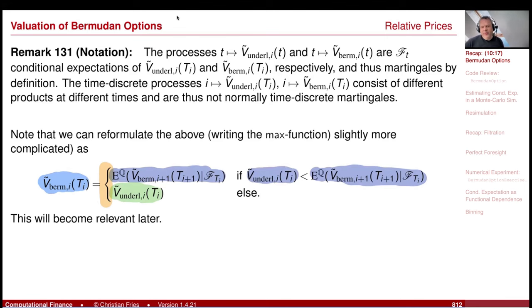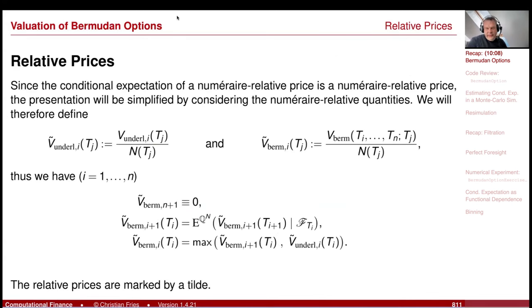We made a small modification. You see that we moved to relative prices, so these have a tilde now. This spares us a little bit the division by the numeraire that we need here in this valuation of the Bermudan value.